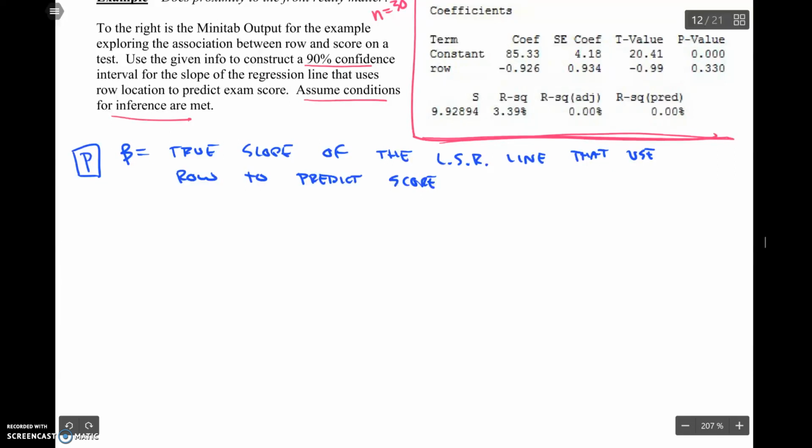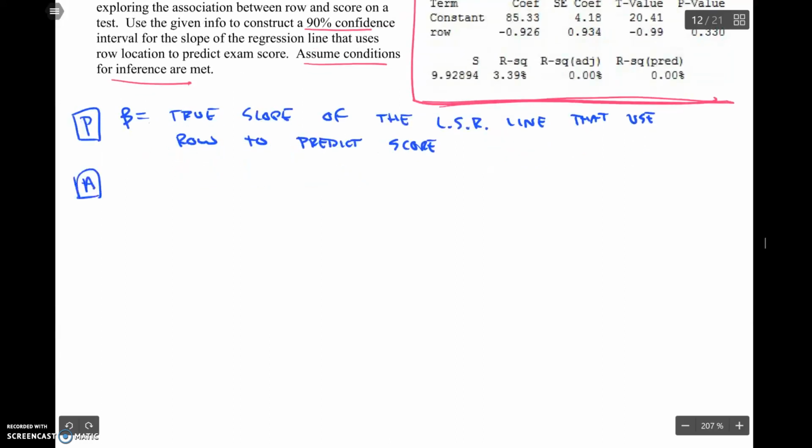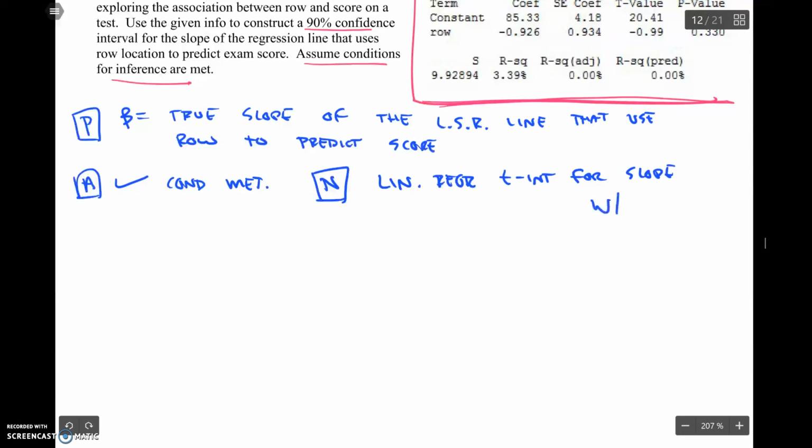I don't like how that doesn't comment on a parameter of interest, but I think I'll fix it in the conclusion. A, assumptions and conditions. Conditions are met. N, name the procedure. This is a linear regression t-interval for slope with degrees of freedom equal to 30 minus 2, or 28 degrees of freedom.